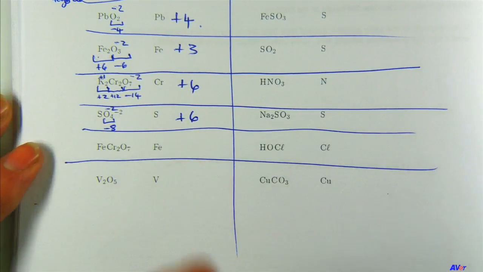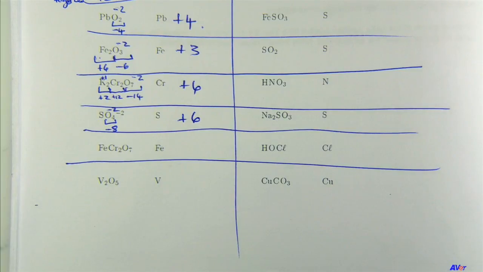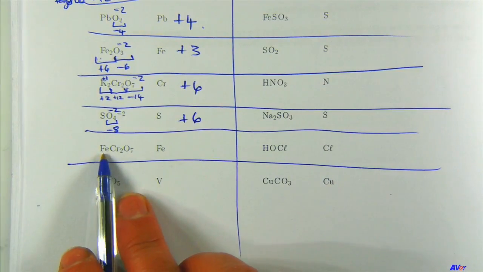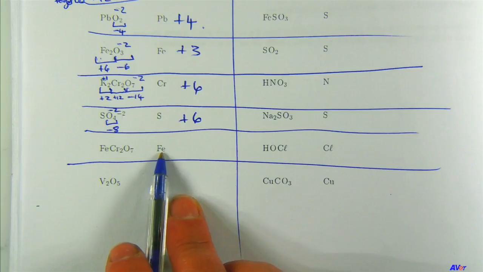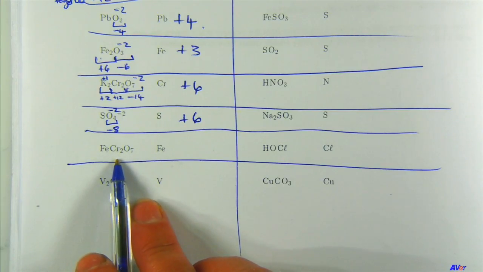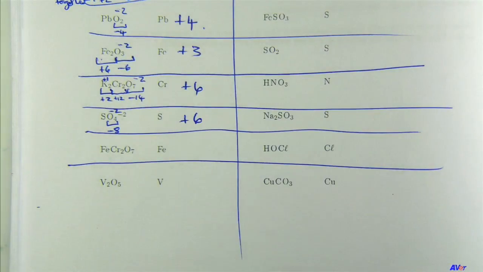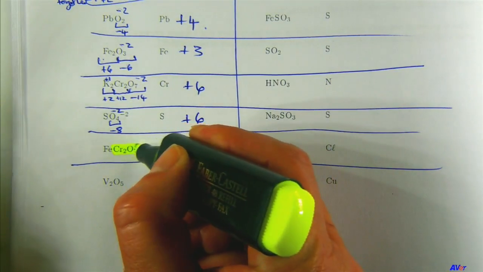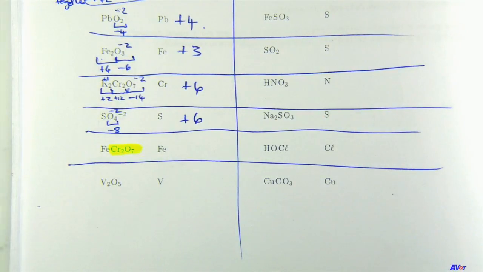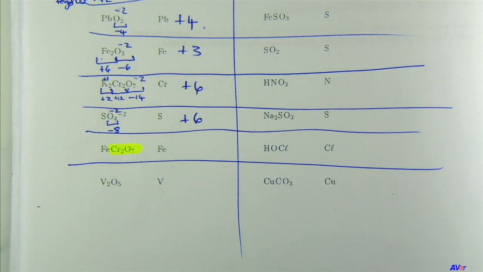Right, next one. Now here I have something different. I don't have the iron charge. I'm looking for that, but I also don't have the chrome. So I've got a problem. But fortunately, you know your tables of ions by heart. What's that ion called? It's the dichromate ion.